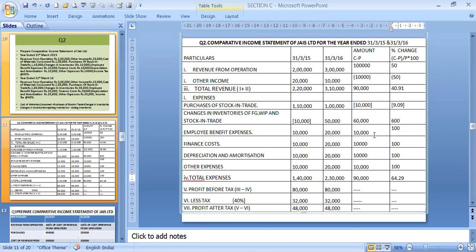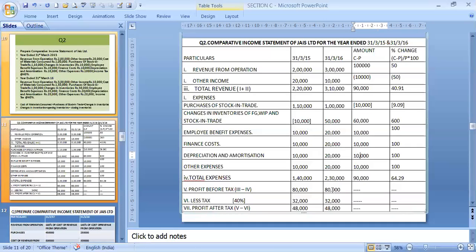600% change. This one is how much? 10,000 divided by 10,000 into 100, so it is 100. Again 10,000 divided by 10,000 into 100, so it is also 100. The next one is also the same, 100. And total expenses: absolute change is 90,000, and the previous year's figure of total expenses is 1 lakh 40. So 90,000 by 1 lakh 40 into 100 is 64.29%.